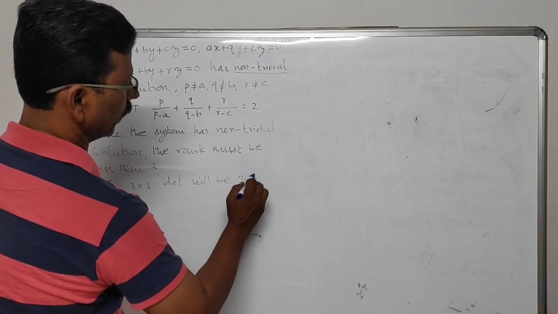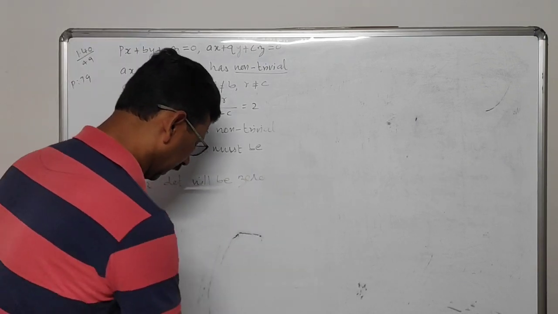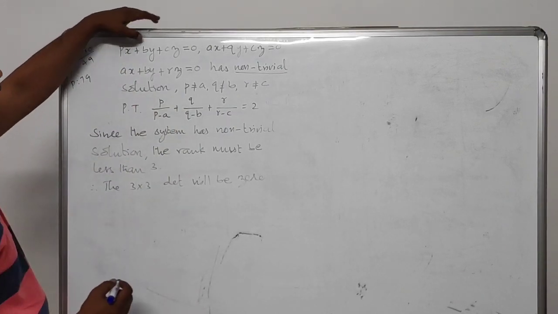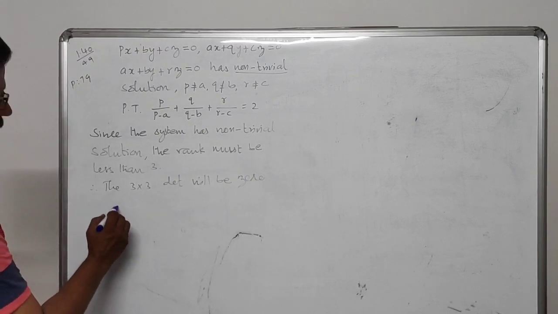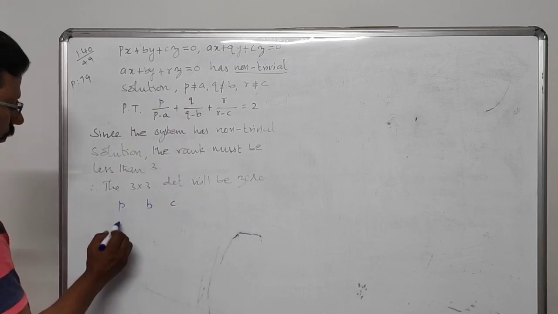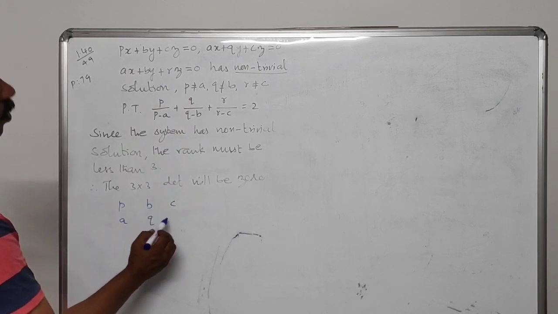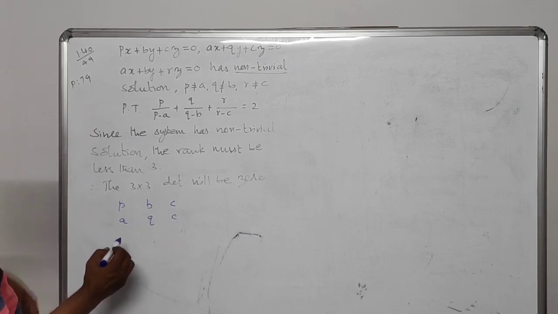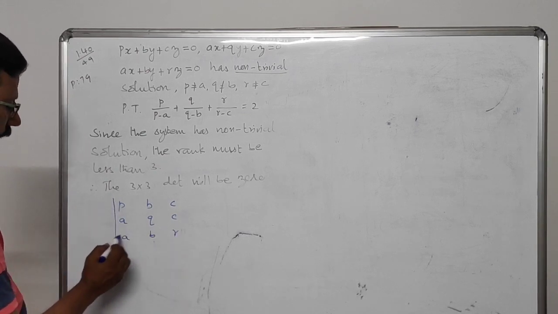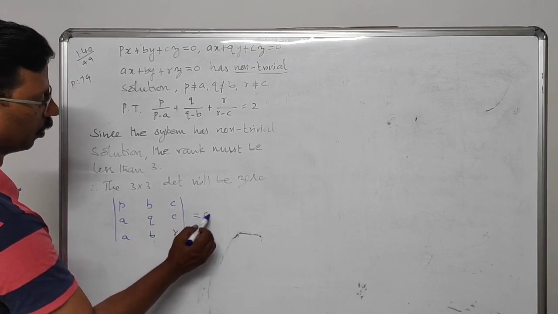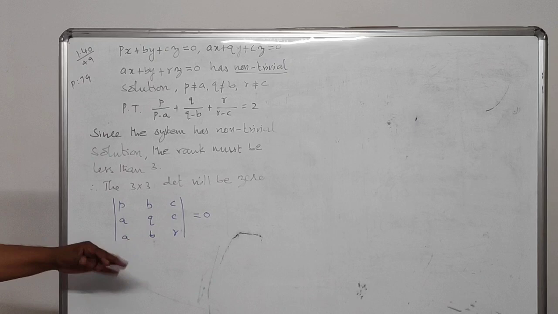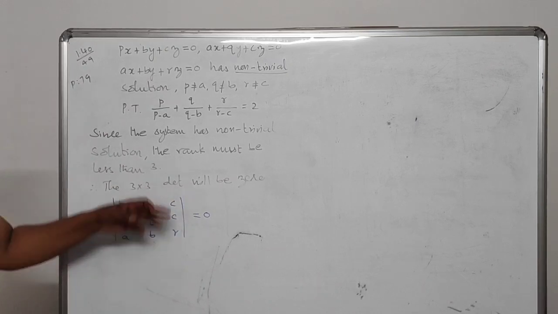Okay, now after this, you have to write the third order determinant based on the given equations px plus by plus cz. You can write p, this is b, and this is c. The next one a, q, c. The next one a, b, r. This determinant, third order, will be equal to 0. Definitely it will vanish, then only the rank will not be equal to 3. It should be less than 3. Okay, now based on this determinant, I have to prove this result.